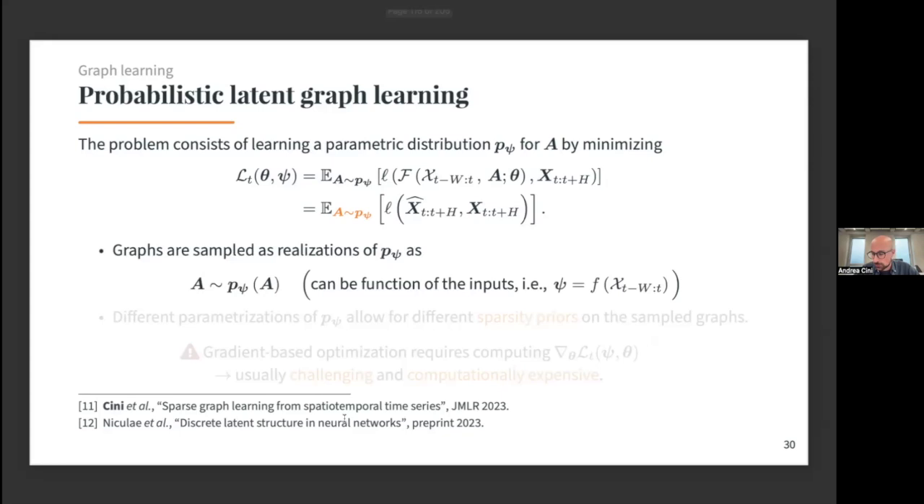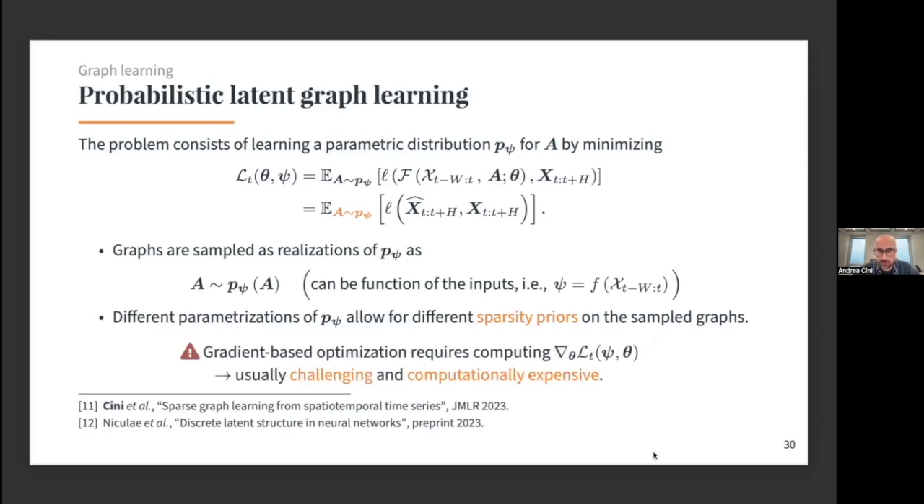These graphs can also be made dynamic by conditioning the distribution on a window of observation. And the nice thing in this probabilistic perspective is that by acting upon the parameterization of the graph distribution, one can embed different sparsity priors on the graphs being sampled. The challenge here is that computing a gradient with respect to this sampling procedure is challenging and usually computationally expensive.